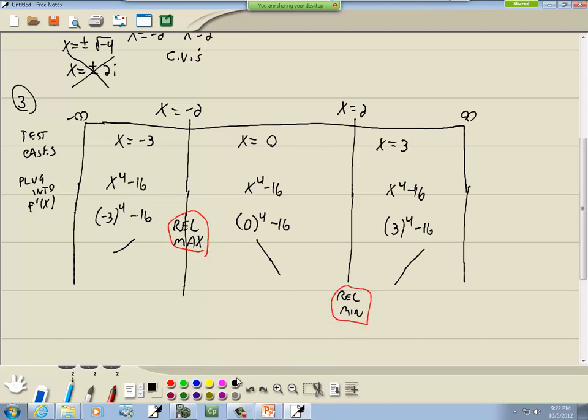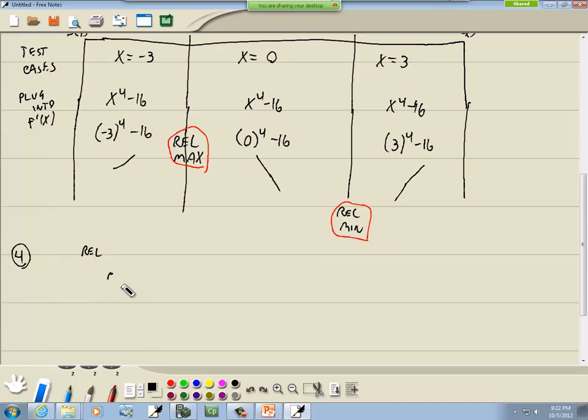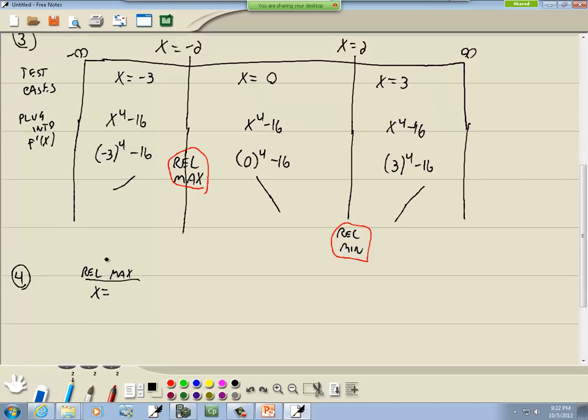So again, our relative extrema is where it changes from increasing to decreasing, or vice versa. Well, step 4. We said we had our relative max. That's interesting. Not sure why that went up. We had a relative max at x is equal to negative 2. And we had our relative min at x is equal to 2.